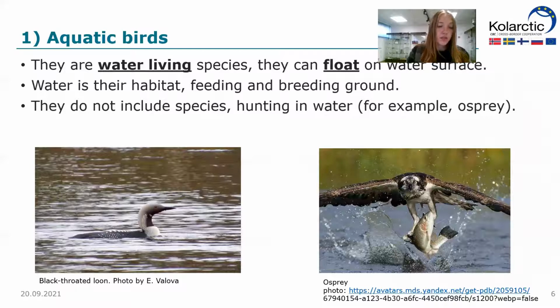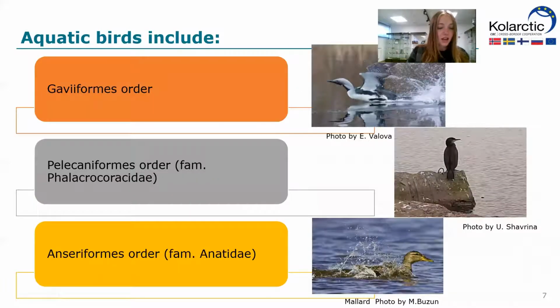Let's talk about aquatic birds. They are water-living species. They can float on the water surface. Water is their habitat, feeding and breeding ground. They don't include species hunting in water, for example, osprey. Osprey can float, it just dives for fish in water. Aquatic birds include galliforms order, pelicanforms order, and anseriforms order, like different ducks and geese.